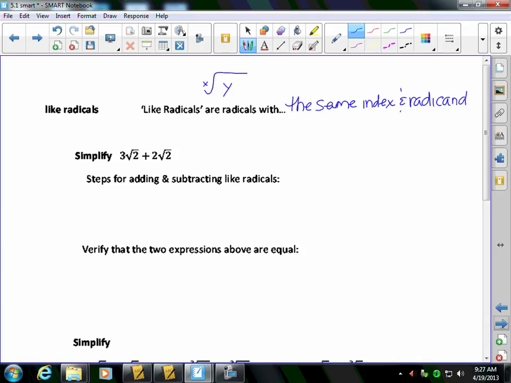So 3 square root 2 plus 2 square root 2. This is the same if you decompose it, or if you broke it down. 3 square root 2 is the same as saying square root 2 plus square root 2 plus square root 2. 2 square root 2 then is the same as saying square root 2 plus square root 2. So if you count up all your square root 2's there, how many do you have? 5.